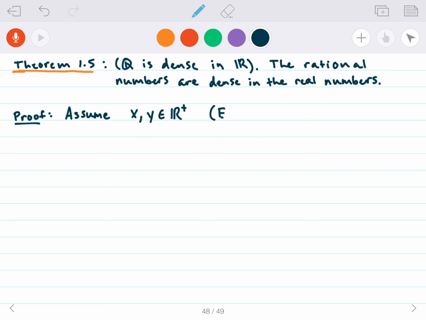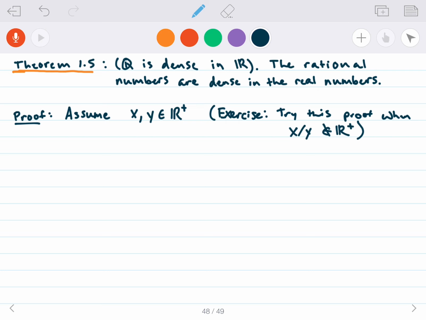And as an exercise, you can try this proof when x or y is not positive. So you could generalize it to where maybe your x is 0, your y is a negative real number, or they're both negative or something. But I'm only going to do the positive case for now, just for time's sake, I think. So I'm only going to consider the positive reals.